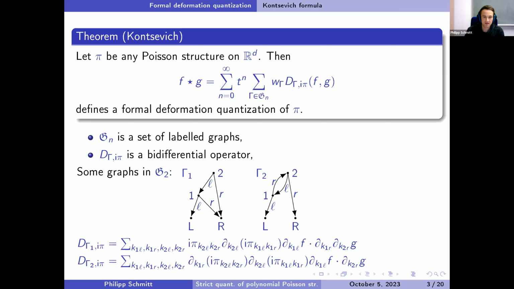Okay, so the details won't be too important for this talk, and that's why I don't want to spend too much time here, but I just want to say that these graphs may contain cycles. As you see here on the right, we have an edge that goes from 1 to 2 and one that goes from 2 to 1.